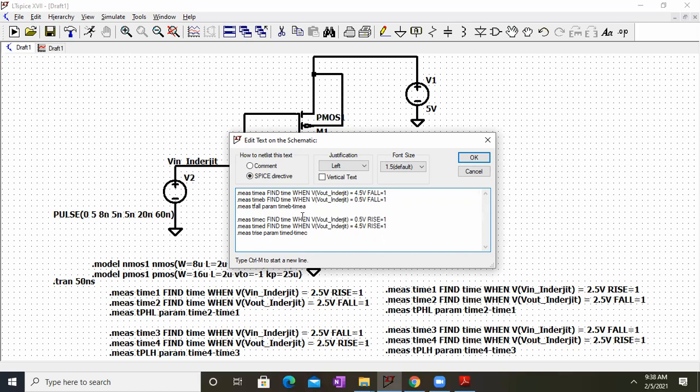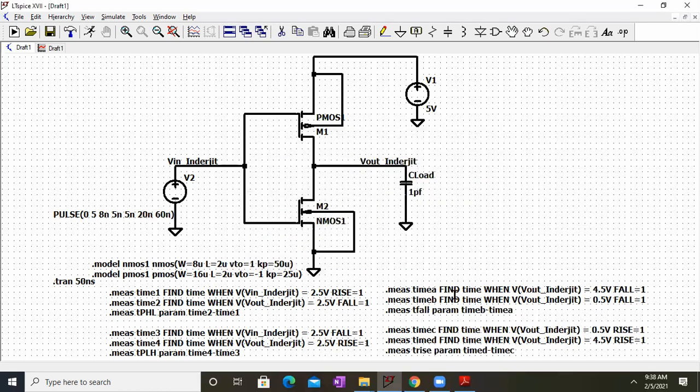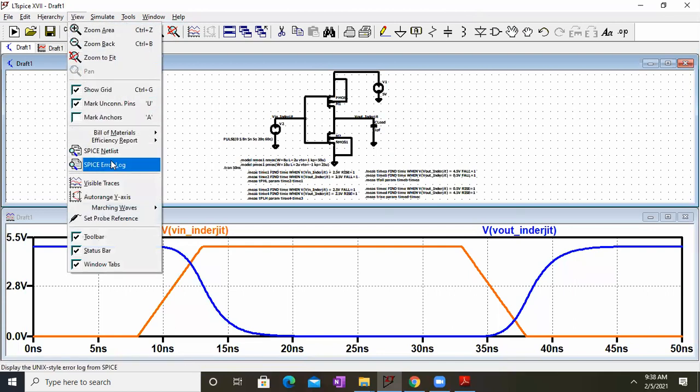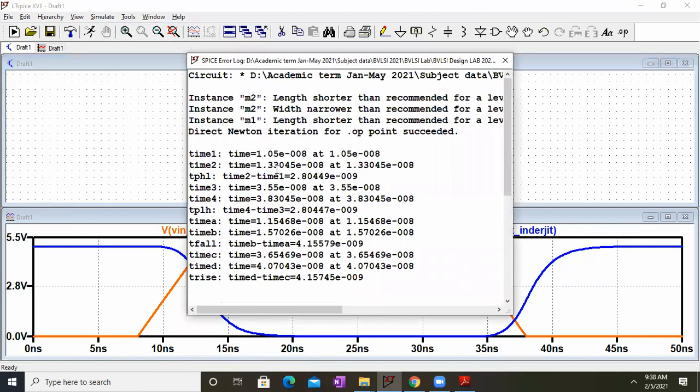Okay, and we will calculate the rise time and fall time directly. So what happens over here: your fall time is calculated when the output falls from 90% to 10% of the output value, and the rise time is calculated whenever the output rises from 10% to 90% of the output value. Okay, so we'll click on run. No need to calculate from the waveforms, directly the simulation will give us the values. Okay, and click on view SPICE error log, and here it is.